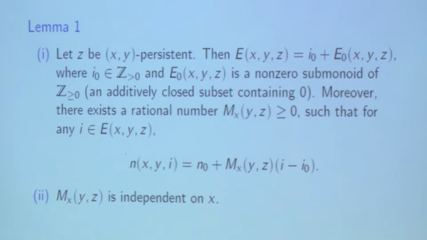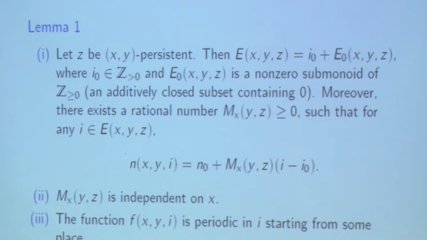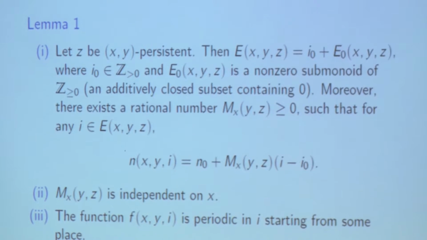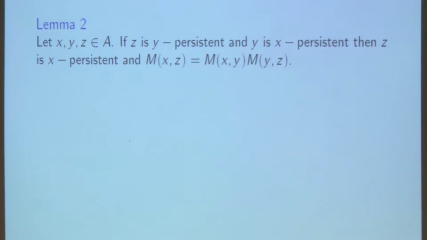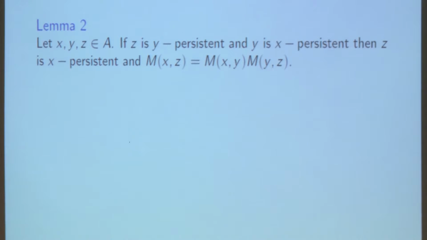Now we prove that if mxyz, this rational number is independent of x. The function fxyz is periodic starting from some place. Lemma 2: if x, y, z are in A, if z is y-persistent and y is x-persistent, then z is x-persistent.